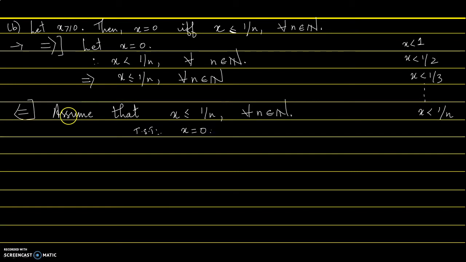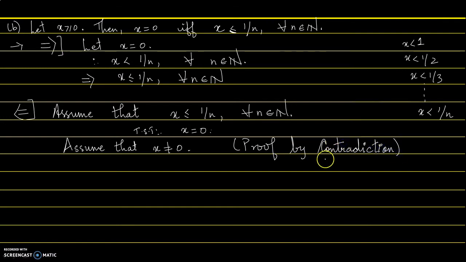We will go by contradiction here. I want to show that x is equal to 0, so I'll assume that x is not equal to 0. Okay, I'm going by contradiction, so that's a proof by contradiction. I hope you all are familiar with proofs by contradiction. Now x is not equal to 0.